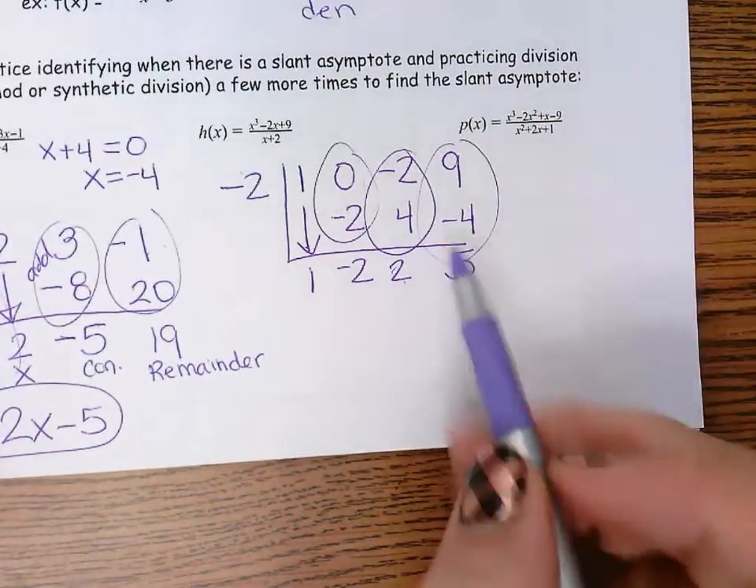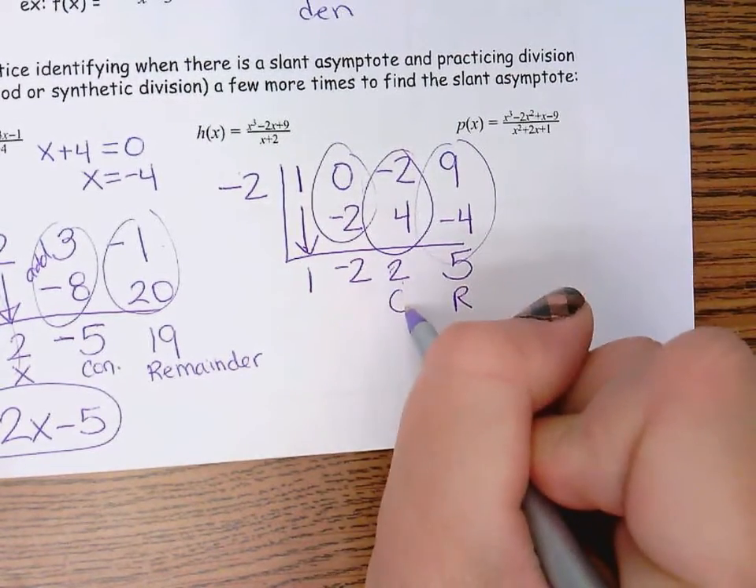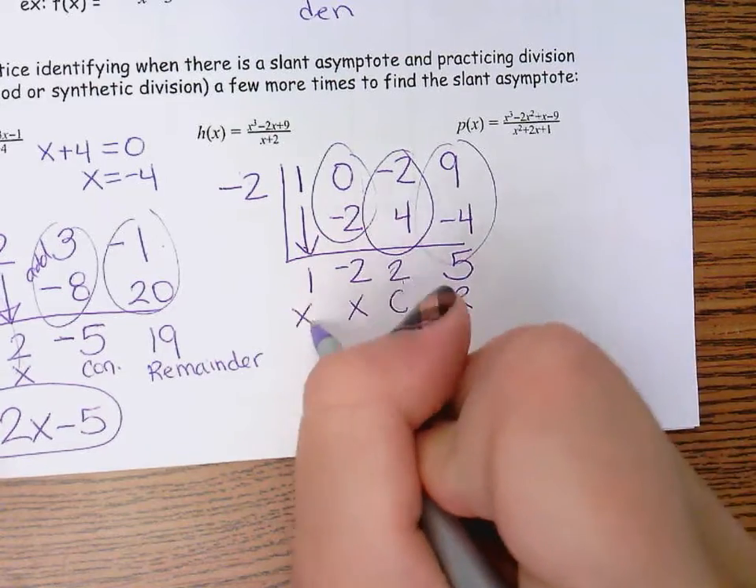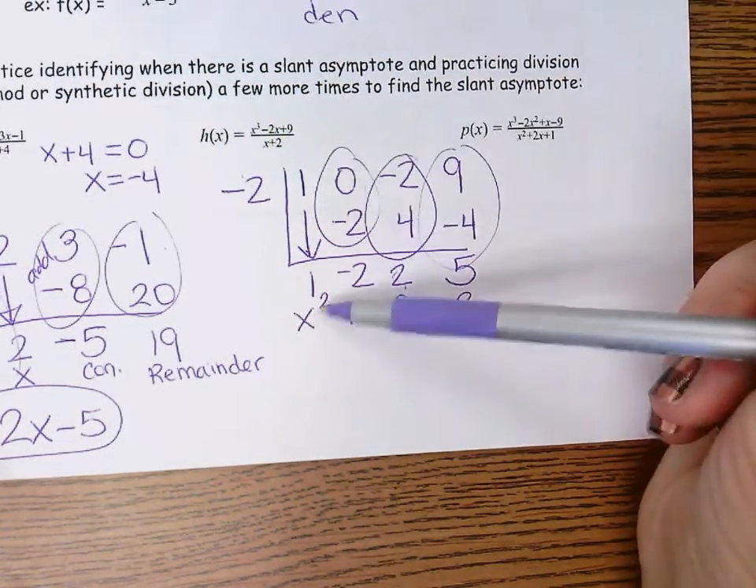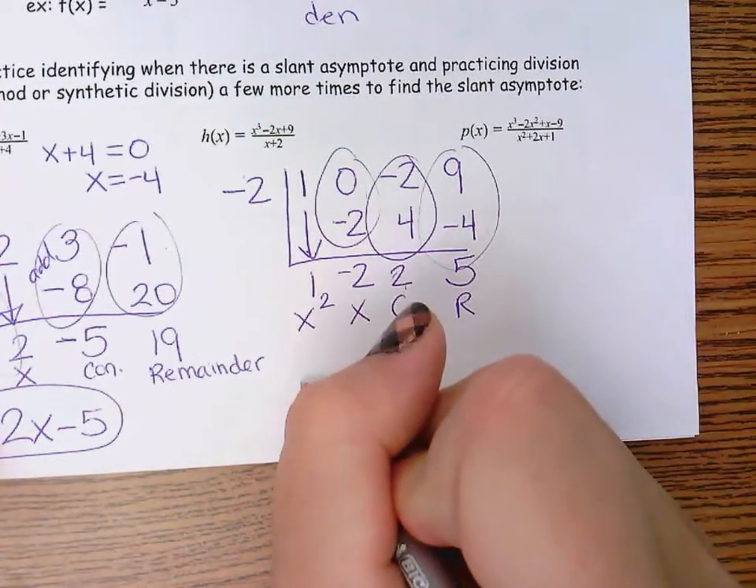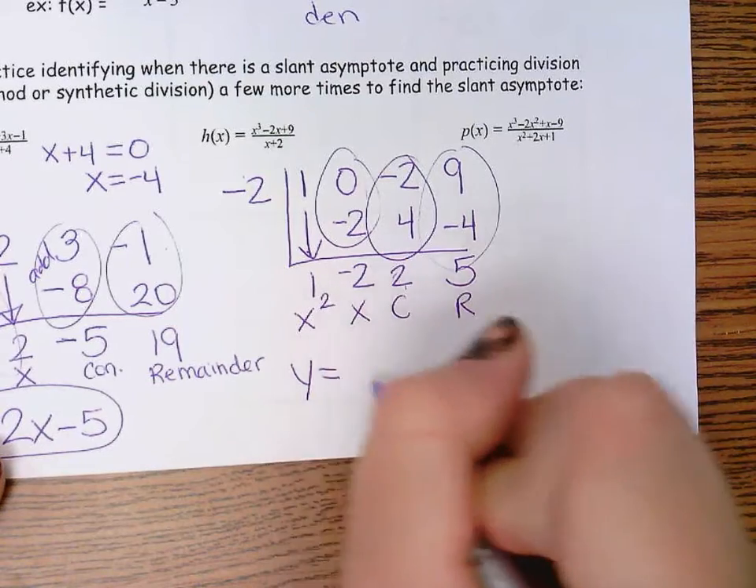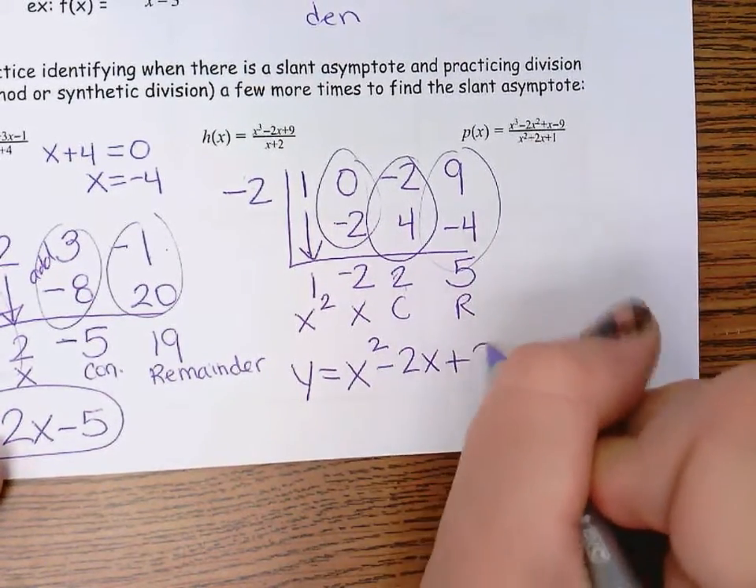And then you build your function backwards. So this is your remainder, your constant, x squared. If you divide x cubed by x, it makes sense that your leading coefficient is going to be x squared. So you end up with a slant asymptote of x squared minus 2x plus 2.